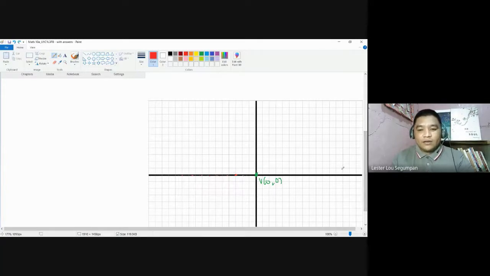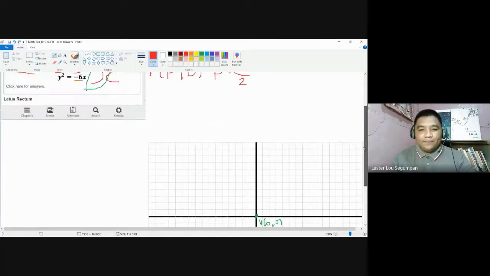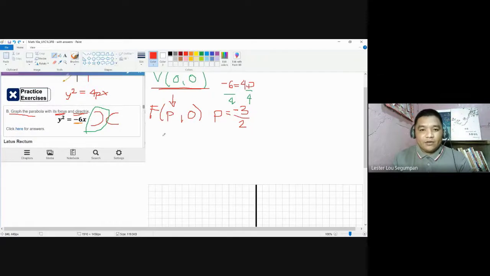That is actually the reason why earlier it should be p, 0. So our focus is at negative 3 halves, the value for p, and then paired with 0. By the way, if you're still confused with this summary, we do have that in our module, so please be guided. So this is our focus.